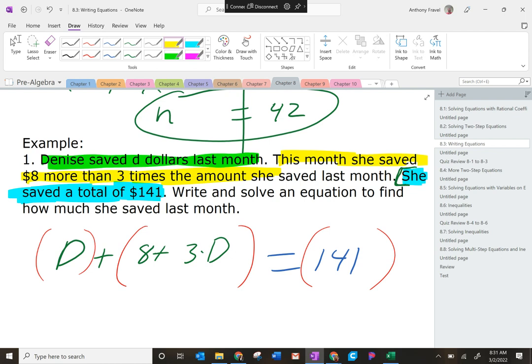So pretty good. Now we just gotta get this stuff on the side by itself. So what can we add or subtract? Yeah, because that's attached to the D. Good for both sides.